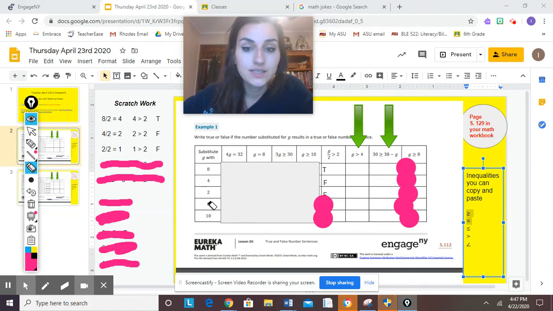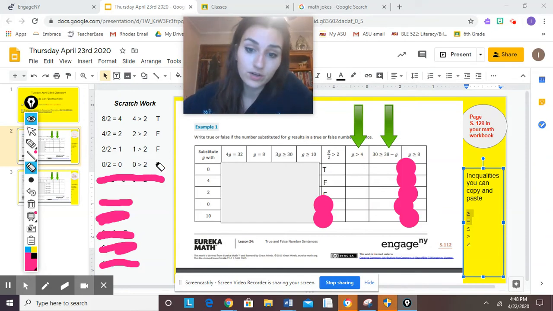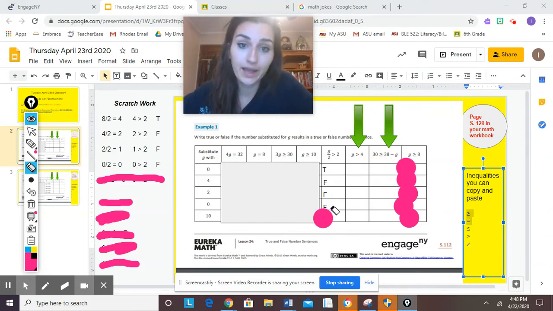Now we're plugging in 0 for G. So we do 0 divided by 2. If we have nothing and we divide it by 2, we still have 0. If we plug it back into our inequality statement, is 0 greater than 2? No, it's not. If I have 0 and Thomas the train has 2, I have less than Thomas the train. So false. And I put an F. You could type out the word false. I was just putting capital T or F. It's a little quicker. On to the next one.